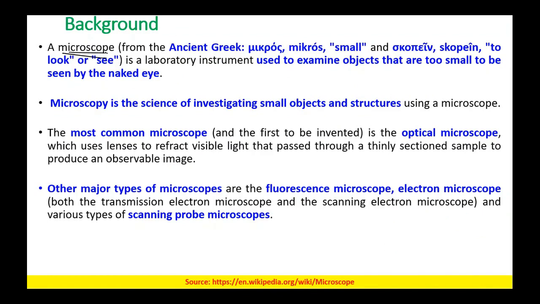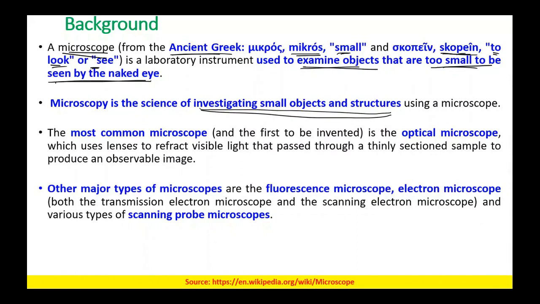Background. A microscope, as I told you, this word has been derived from the ancient Greek words micros, which means small, and scopy, which has been derived from the word skopein, which means to look or to see. So it is a laboratory instrument that is used to examine objects that are too small to be seen by the naked eye. Microscopy is the science of investigating small objects and structures. The most common microscope, and the first to be invented, is the optical microscope.